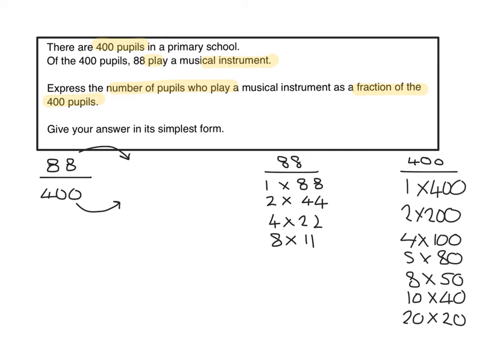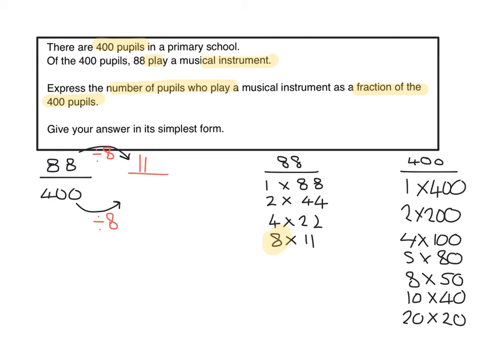So I'm looking for the biggest number that is a factor of both 88 and 400. So what number's in both of these lists? And that's going to be 8. So I'm dividing the numerator and the denominator by 8. So 88 divided by 8 and 400 divided by 8. 88 divided by 8 is 11.